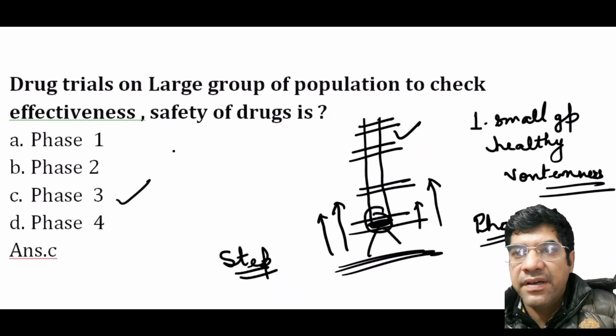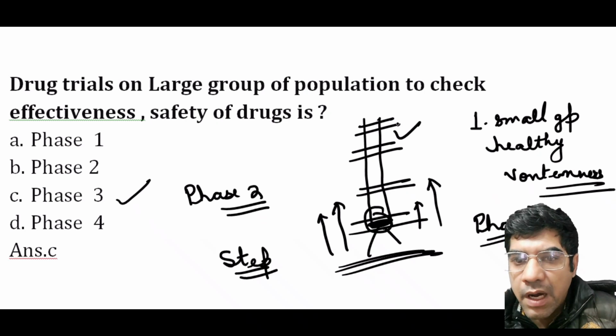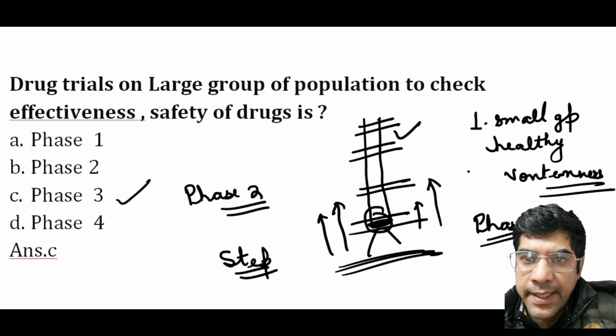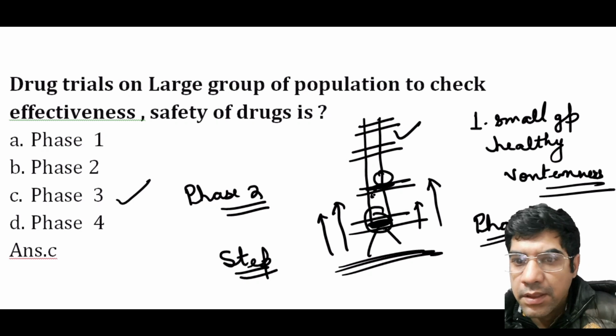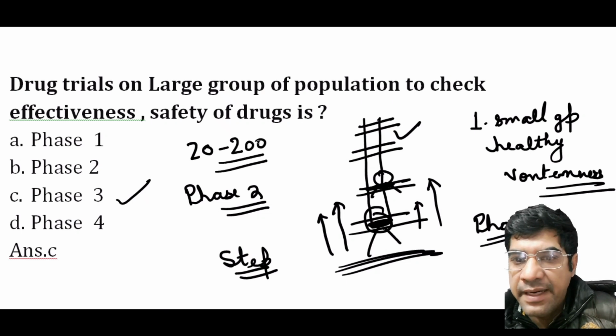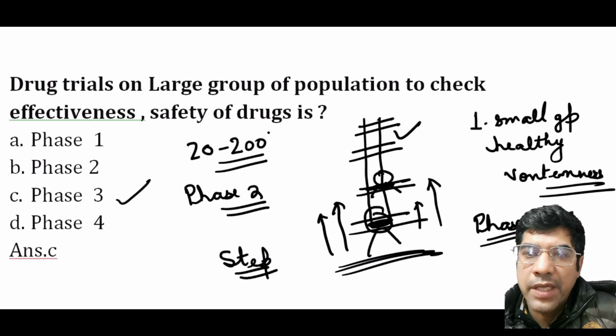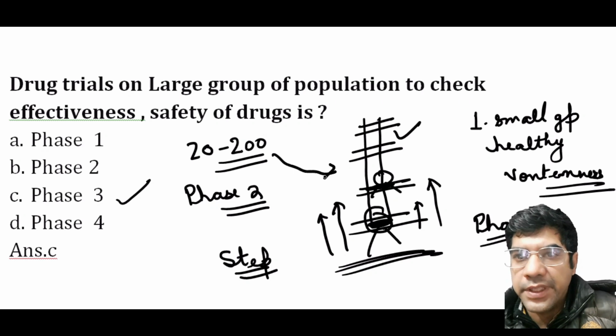Next comes phase 2. So now we move up a little bit on the ladder. The drug is tested on a small number of actual patients, that is 20 to around 200, to see its effectiveness and whether it is safe in treating the condition. Now it's like checking if the ladder works well for a small group of people who actually need to use it.